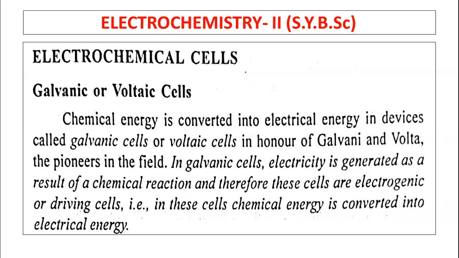So to start electrochemistry, let us see first of all, what is an electrochemical cell? Actually, there are two types of electrochemical cells: chemical cells and concentration cells. So let us discuss the galvanic or voltaic cells.